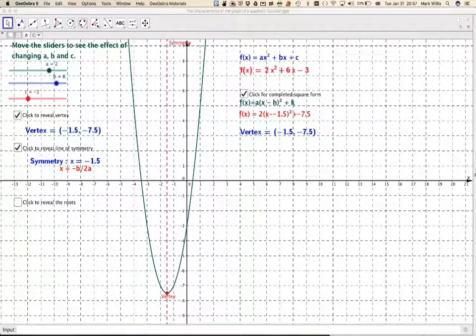And going to our GeoGebra applet, if we click here to see the roots, we see we get the same answers, minus 3.44 and 0.44. Those are the roots of this equation. Okay, so that was a slightly more complicated example where a is no longer equal to 1. I hope you've understood, and thank you very much for watching.